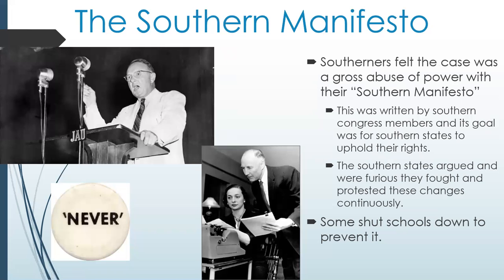Well, Southerners, very upset by this, created something called the Southern Manifesto. This was written by Southern Congress members. I think it was like 19 senators and something like 80 congressional members. And its goal was for Southern states to uphold their rights to be what, right?